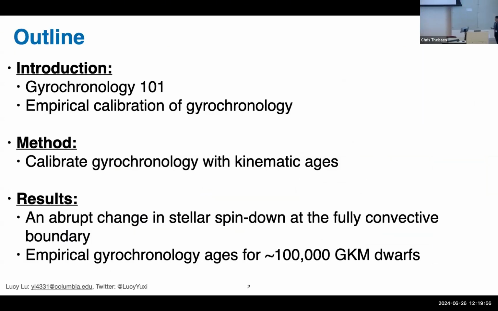So here's a brief outline for my talk. First, I'll briefly introduce gyrochronology and some empirical methods to calibrate it. I'm going to scan through methods because of time, but I'll talk about how we can use kinematic ages to calibrate gyrochronology. In the results, I'll talk about how we use these kinematic ages and discover an abrupt change in stellar spin down at the fully convective boundary, and how we calibrated this empirical gyrochronology relation.